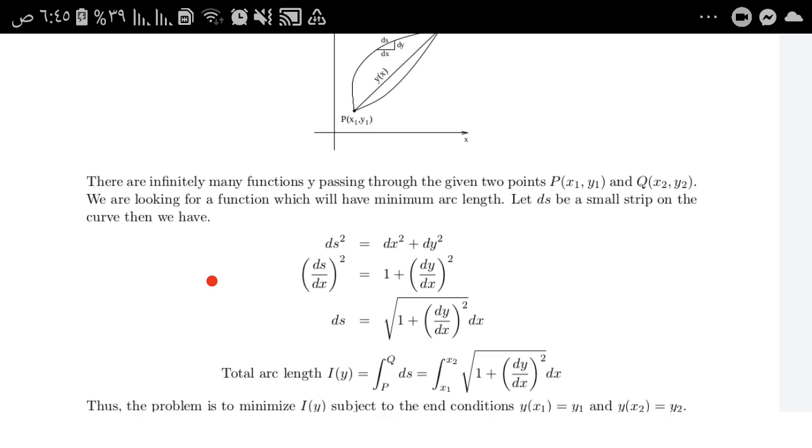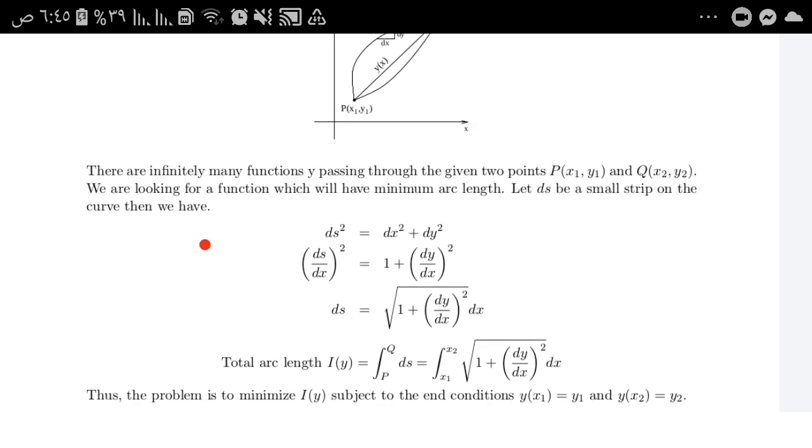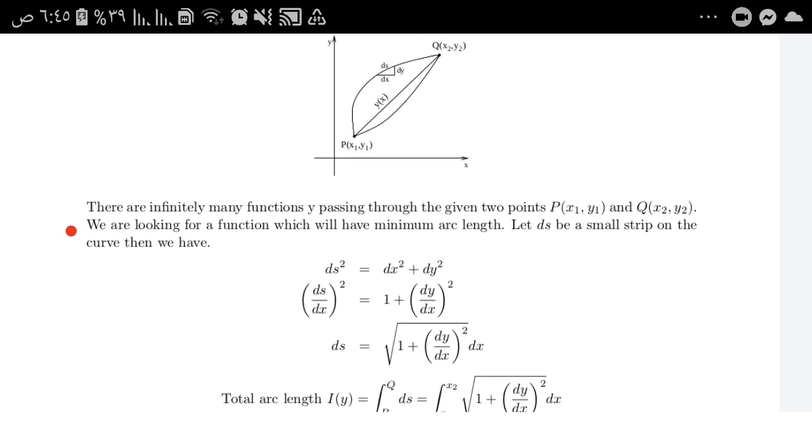And the answer: there are infinitely many functions y passing through the given two points P and Q.